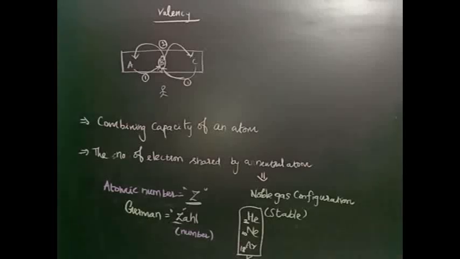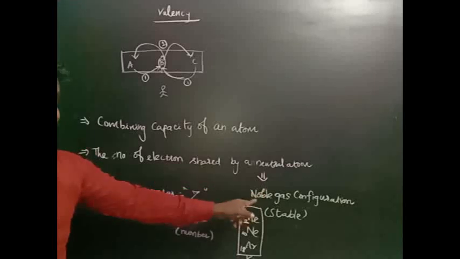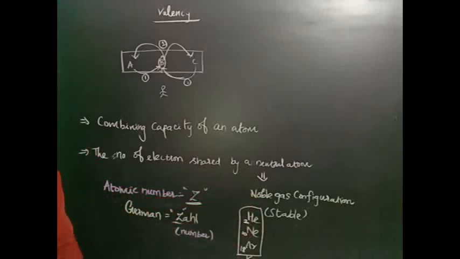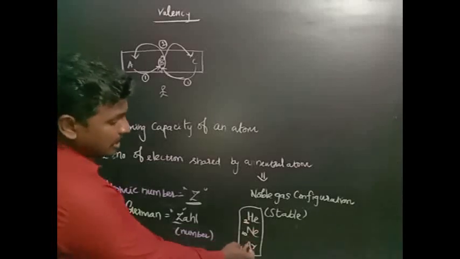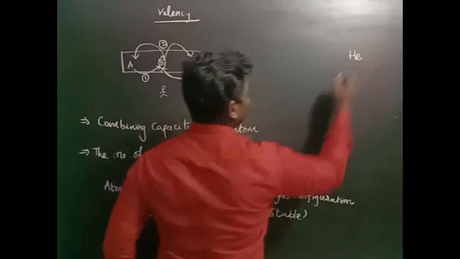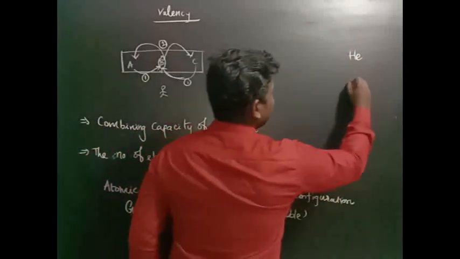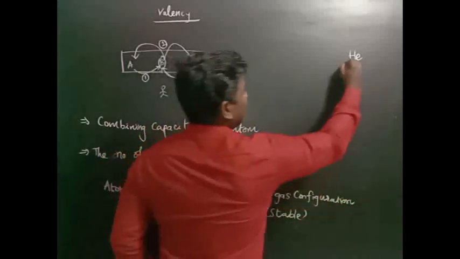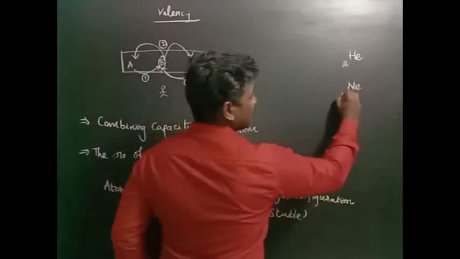Right? So what we have conveyed: valency is nothing but the combining capacity of an atom, or else the number of electrons shared by a neutral atom to reach the noble gas configuration. Okay, all the elements are sharing the electrons. So of course some of them will give or else some of them will gain. For situations, I am going to take helium, neon and argon. Right? So here, noble gases, helium I am going to consider, as well as neon. Atomic number of helium is 2, atomic number of neon is 10.